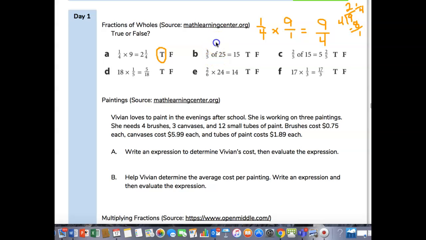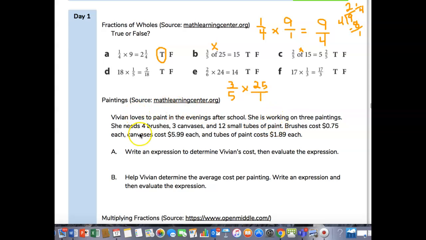Remember, when you see of, that means multiplication. So 3/5 of, which means times, and then don't forget you have to put 25 over 1 and then multiply across. Okay? Same thing here, of means multiplication. I think you'll be able to do those. Give those a try. All right?